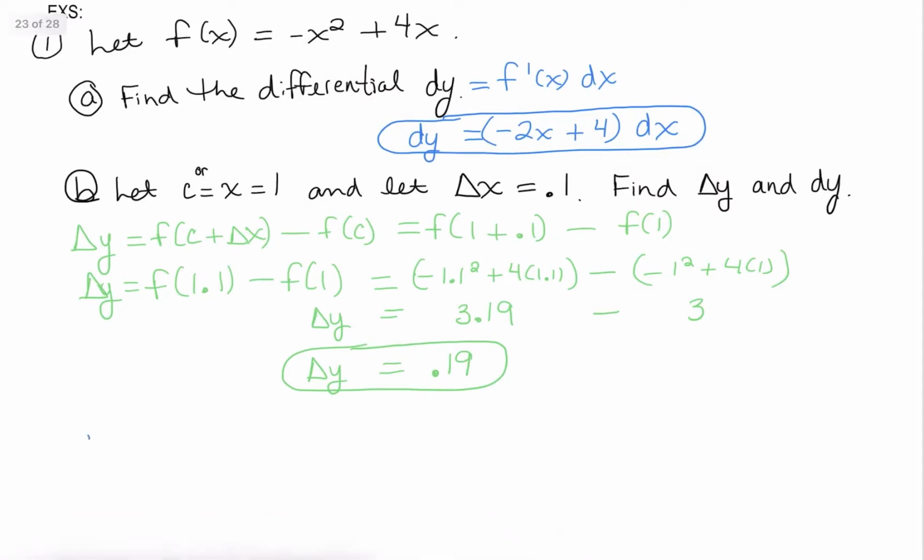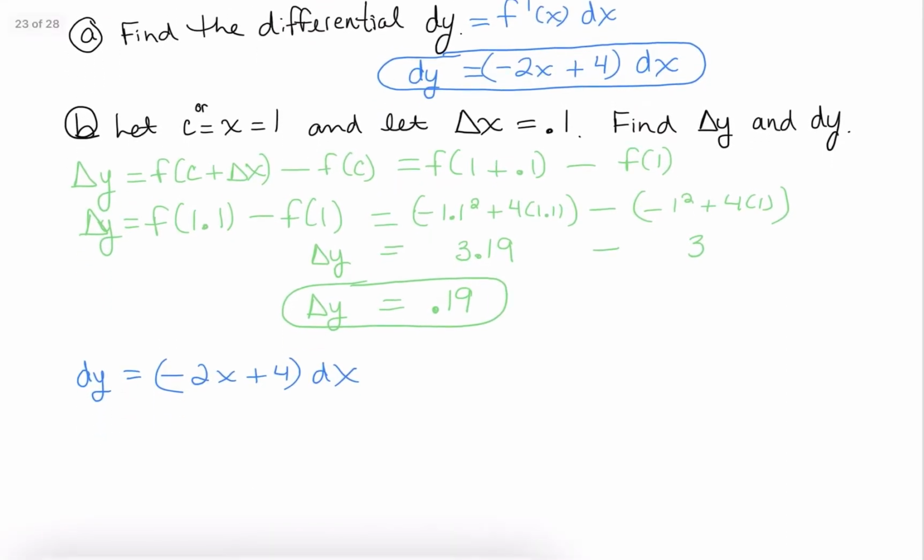All right, now let's go back to the dy. Remember, the dy was the negative 2x plus 4 dx. You're going to start by subbing in that nice starting point, in this case the c value of 1. And your change in x, remember dx and delta x are equal, so you're going to sub in 1/10 for the dx. That's just going to be 2, and then times the 1/10. And so what we get is that the dy is equal to 2/10.